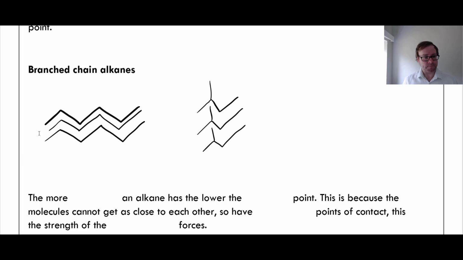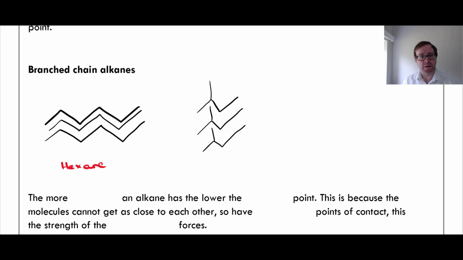Okay, so branched chain alkanes. We're still talking about physical properties and boiling points. So branched chain alkane, we have 3 molecules here and they're all the same. So 1, 2, 3, 4, 5, 6. So this would be hexane. Here is 1, 2, 3, 4, 5.